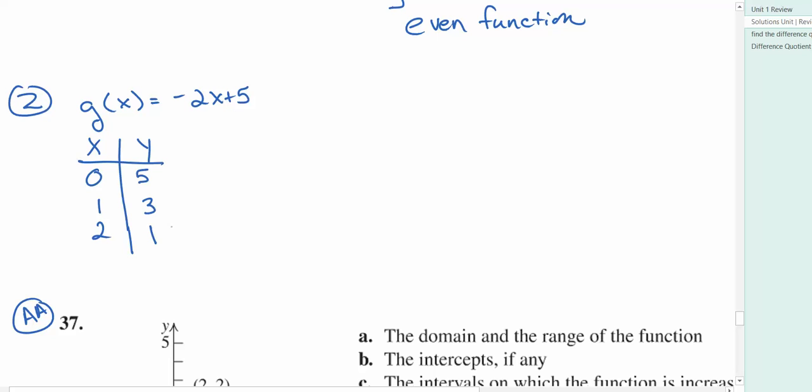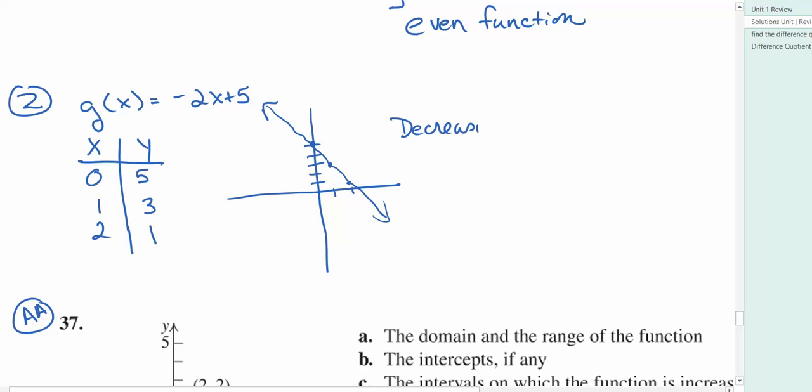So we have a line that has a y-intercept of 5 and a slope of negative 2, which you can see by plotting the point 1, 3 and the point 2, 1. You can see that slope of negative 2. So this line just looks like this. Okay, we would say that this line is always decreasing, so it is decreasing from negative infinity to positive infinity. This is neither even nor odd.